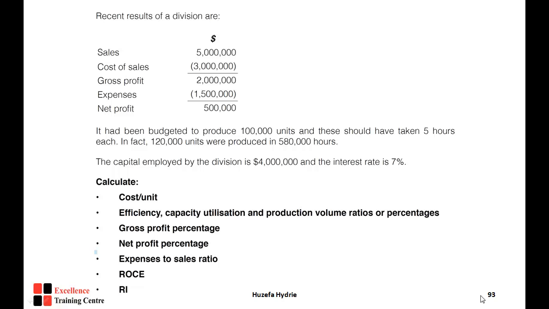In fact, 120,000 units were produced in 580,000 hours. Capital employed for the division is 4 million and interest rate is 7%.